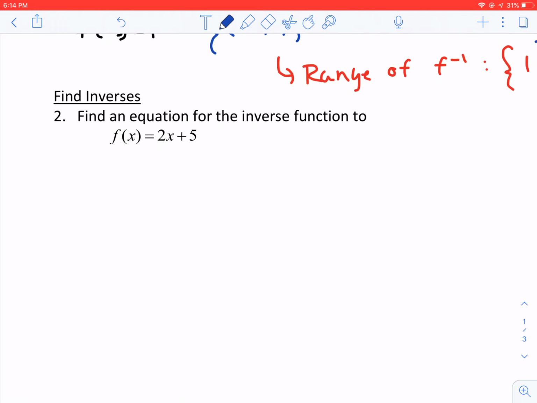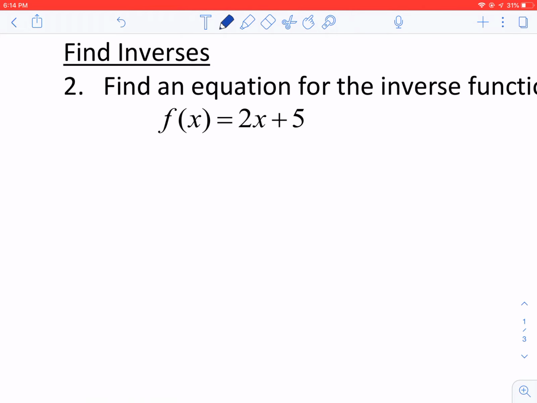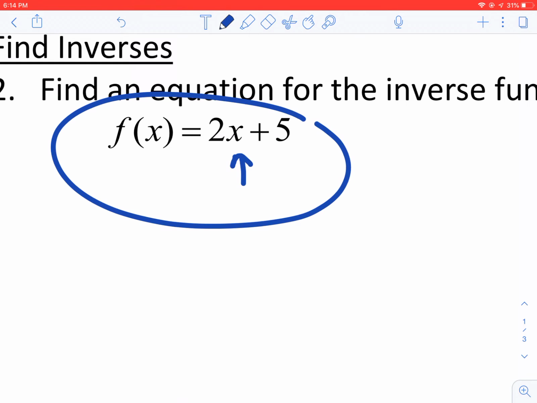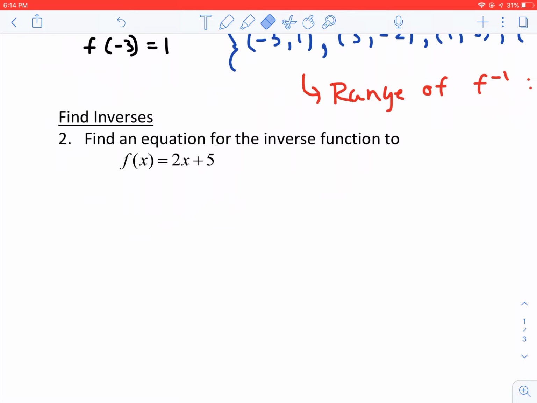So how can we get the equation of an inverse function? We want a function where in the original function I have inputs and outputs. When I take those outputs of the original function, I want back the inputs. So I want to reverse this function f of x. So let's think about this in words first.